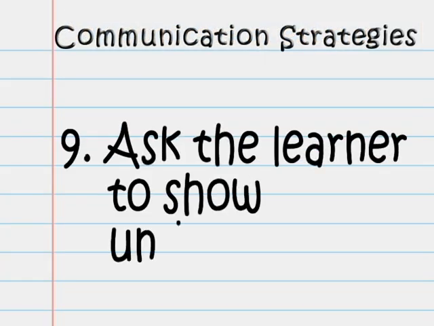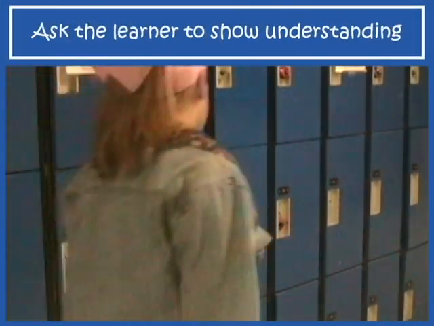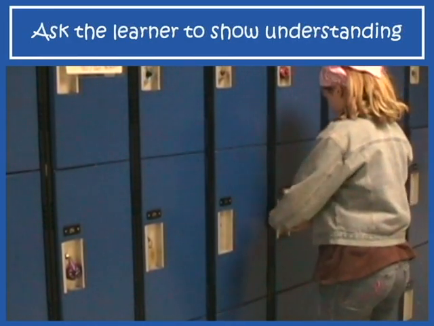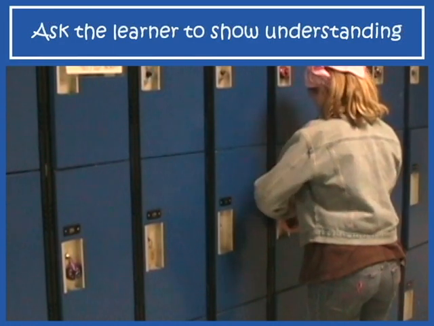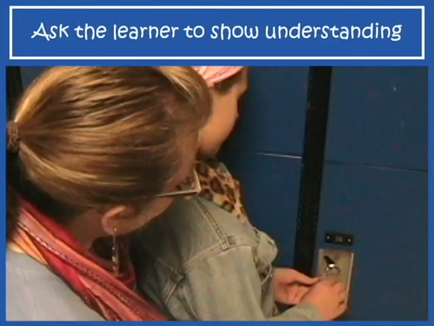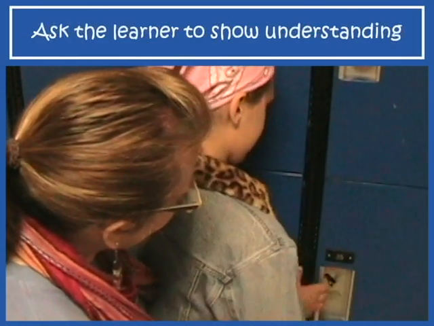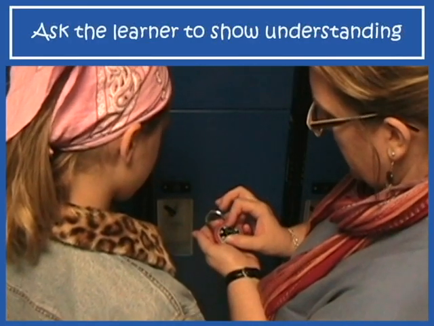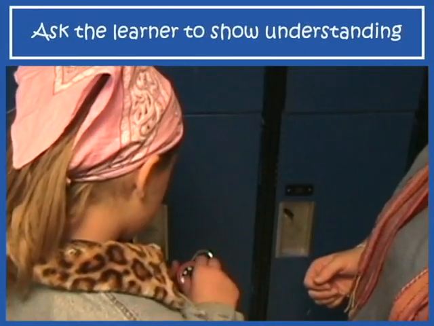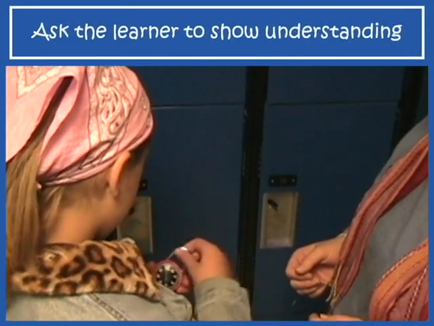Strategy number 9. Ask the learner to show understanding. Ask the learner to show you how a task is done. This way, you will observe whether the learner really understands the task. For example, learners may be able to recite their locker combination, but until you watch them open the lock, you can't be sure that the process is understood. If learners can't get started, you can help by beginning the task with them. By doing an activity with learners or watching them do the first question or two, you can be sure they understand.